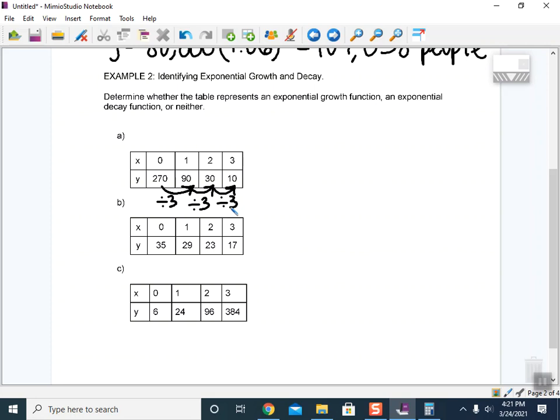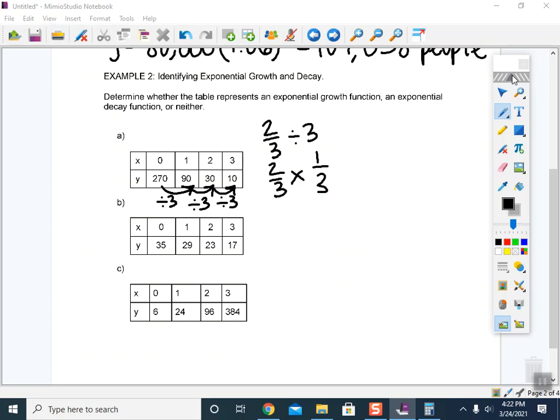Let's just say I had 2/3 divided by 3. If I'm dividing fractions, I have my keep, change, flip, right? Keep the first one, change the sign, flip the second one. So dividing by 3 is actually the same as multiplying by 1/3. So really what's happening here is I'm multiplying by 1/3 every single time. So yes, this is exponential, and I'm going to put exponential.